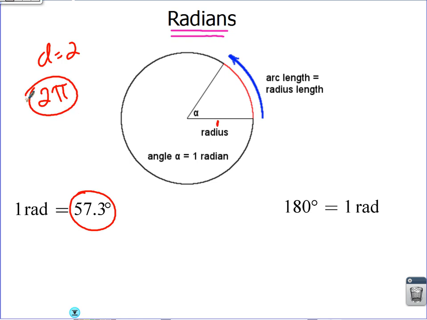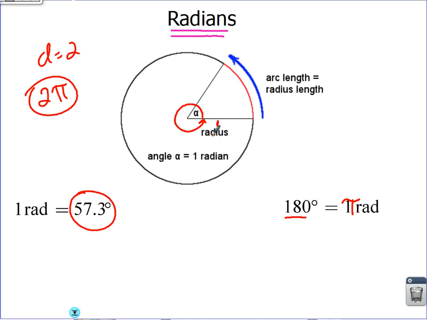Or in simpler terms, here's what you need to know. 1 radian is half a circle. Hang on. Rewind that. That's a mistake. There we go. Pi radians is half a circle. Yeah, change that in your notes. That was a typo. 180 degrees is equal to pi radians. 360 degrees, a full rotation, would be 2 pi radians.